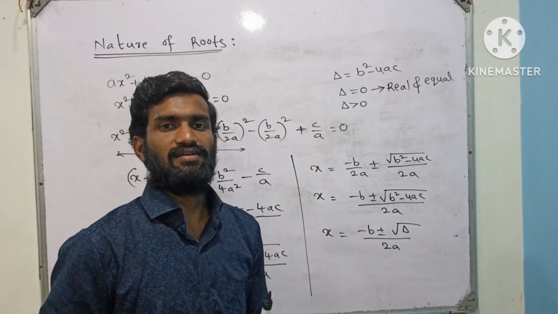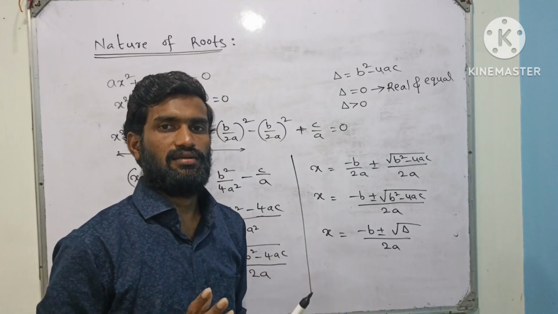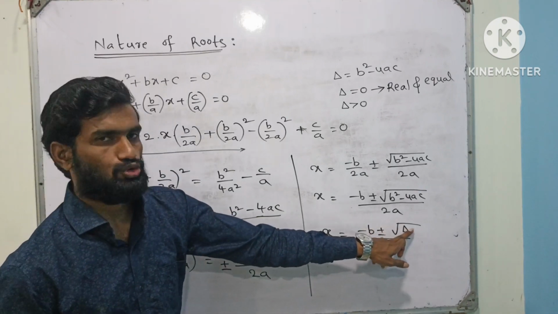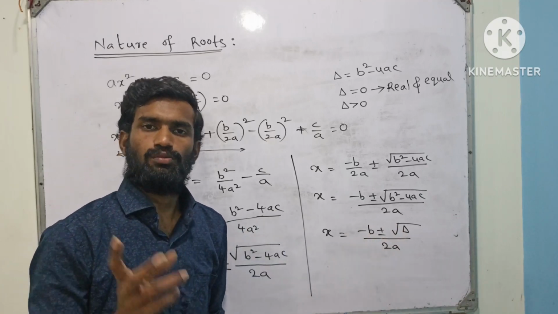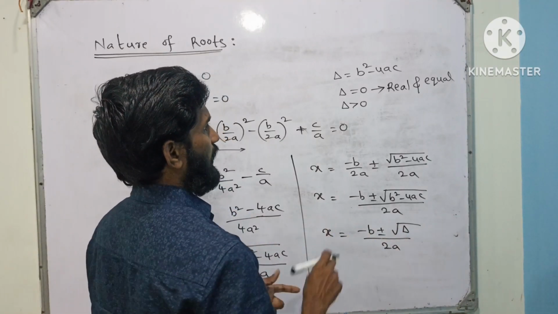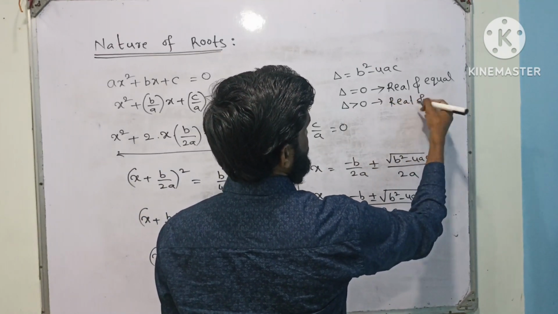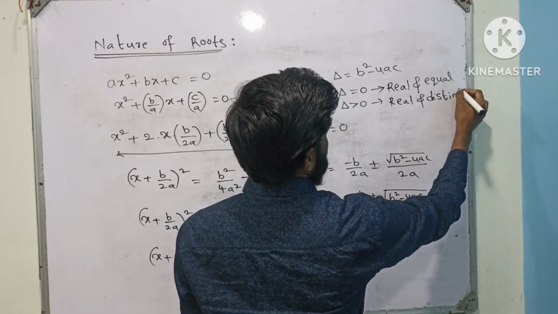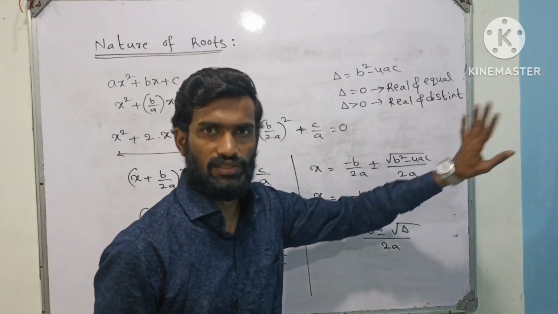Two roots we are getting, both are real only, and both are unequal. You can check: minus b plus 2 by 2a and minus b minus 2 by 2a are different. So both are unequal and real. So here we are getting real and distinct, or real and unequal.